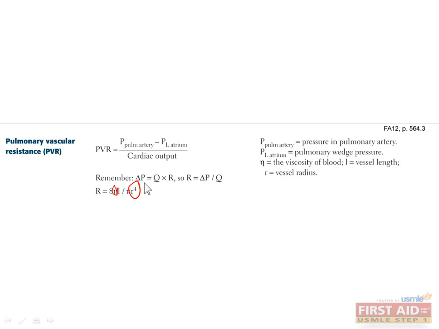So it makes sense that the part of the vasculature that has the least total cross-sectional radius contributes most to resistance, and this is generally the arterioles. So changes in the arterial radius have a much greater impact on pulmonary vascular resistance than other parts of the pulmonary circulation.